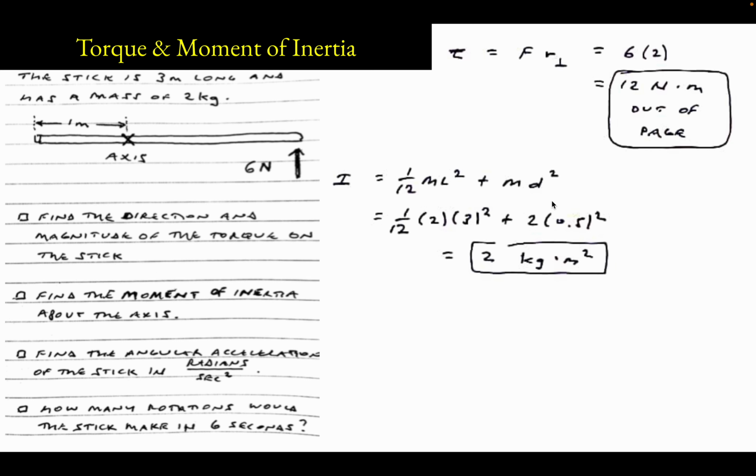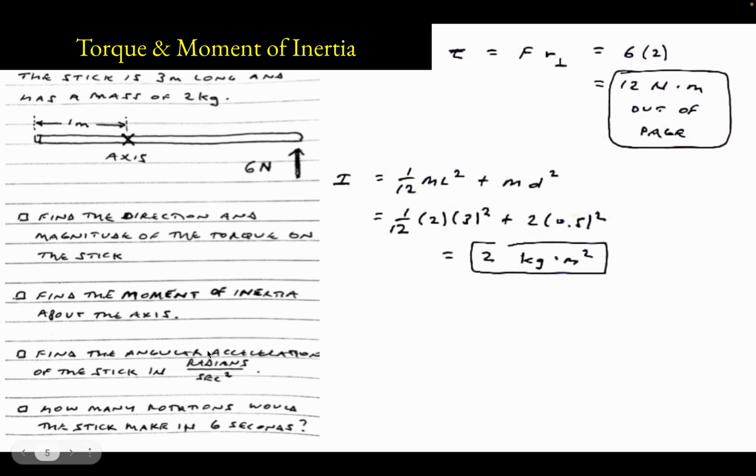So you have the second term that's like a shift of the axis from the center. This md squared term, you're basically treating the object like a point mass that's just been shifted by a distance d. So you have the moment of inertia about the center, 1/12 ml squared, plus a shift of md squared, and that gets you a moment of inertia of 2 kilogram meters squared.